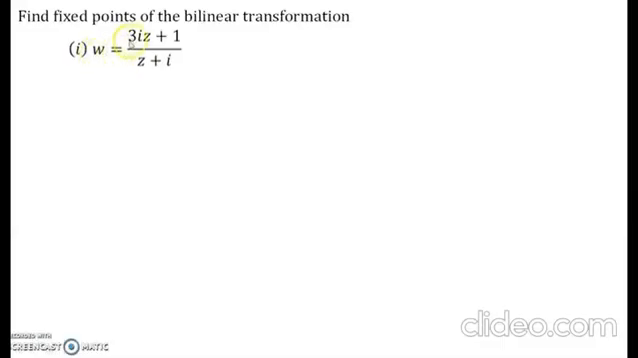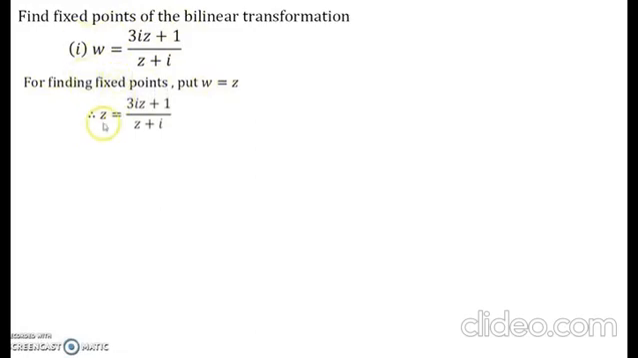Look at the problem. Find the fixed point of the bilinear transformation w equal to (3iz plus 1) by (z plus i). For finding the fixed point, we replace w with z. After replacing, we get z equal to (3iz plus 1) by (z plus i). Next, we multiply both sides by z plus i, and we get z into (z plus i) equal to 3iz plus 1.